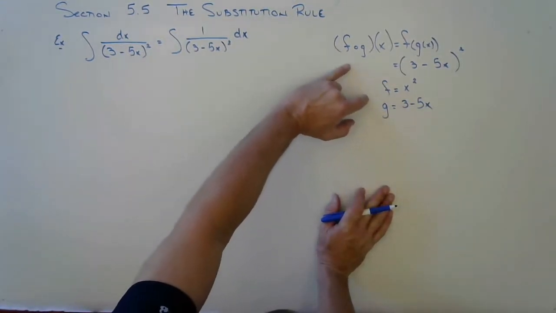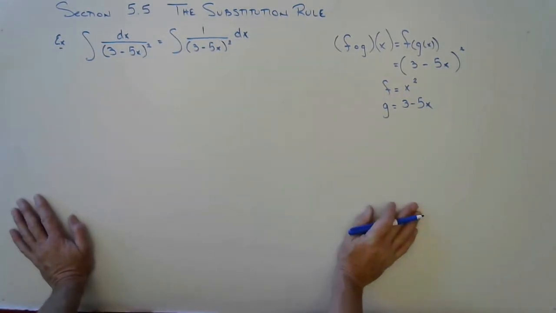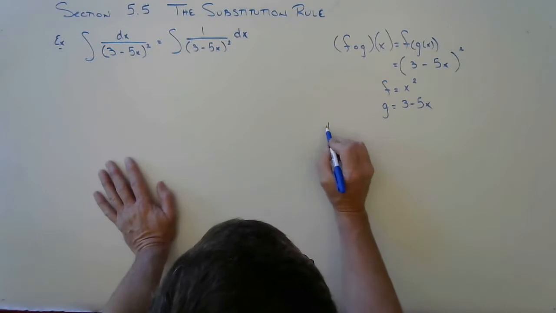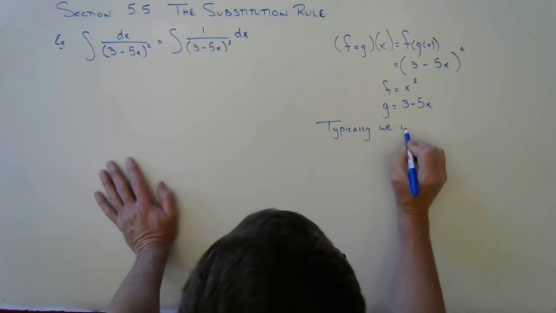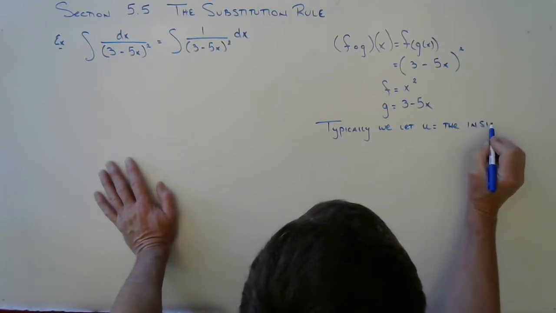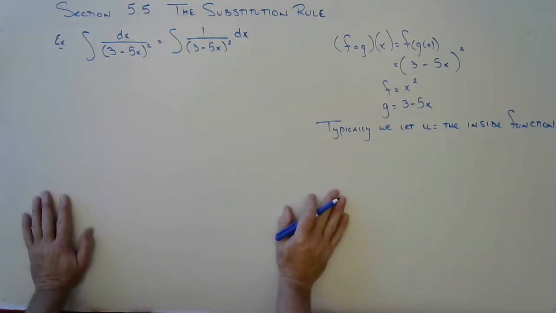So those days in pre-calc when they asked us to decompose functions, this is what they were hoping we would be able to accomplish with that skill when we got into a calculus class. We are going to typically, I'm going to write typically, we let u equal the inside function. Okay, it's not always, that's not a firm rule, it's a semi-firm rule.